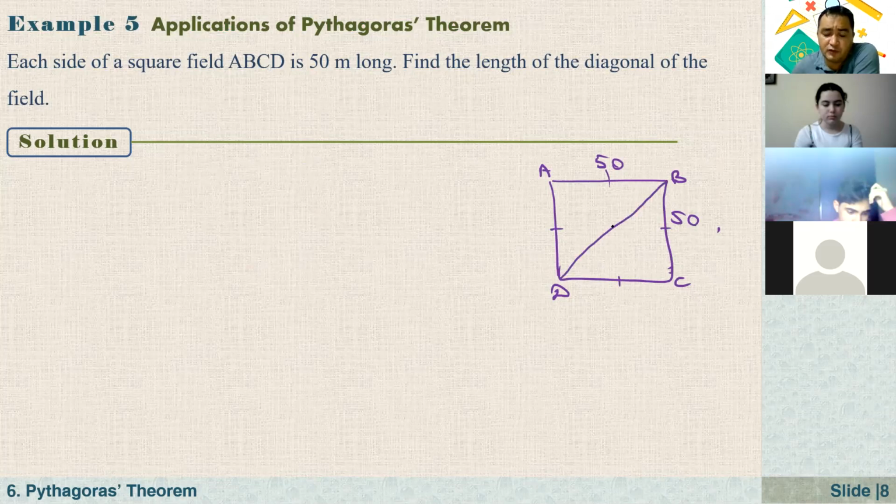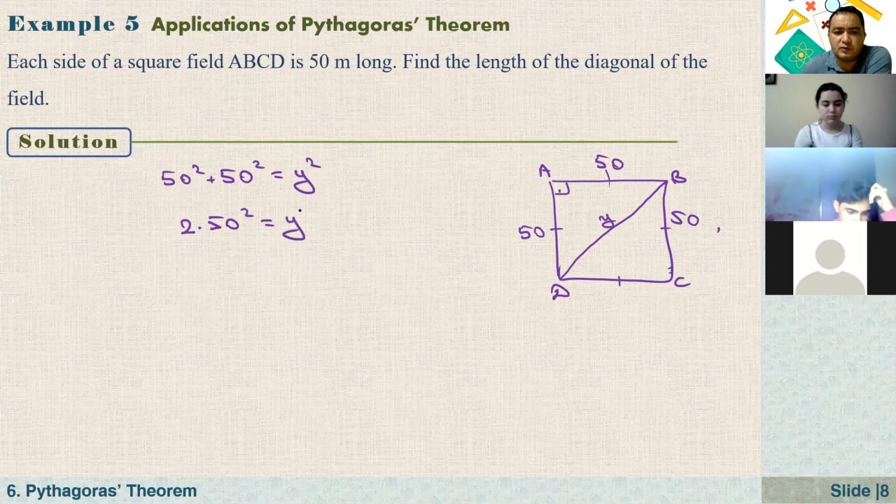Again, it forms a right angle triangle. Let the diagonal be y. This side is also 50. So we have 50 squared plus 50 squared equals y squared. That is 2 times 50 squared equals y squared. So y equals the square root of 2 times 50 squared. The square root of 50 squared is 50, so y is 50 times the square root of 2.